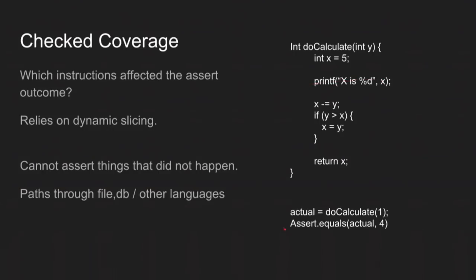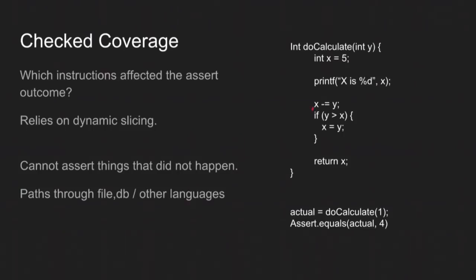In order to get it checked covered, I would need to check the output. I would need another test case that checks that X is actually printed to the console. Right? If I had that, then that line would be checked covered.